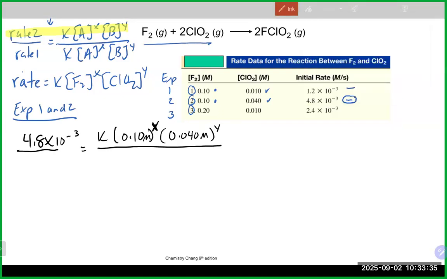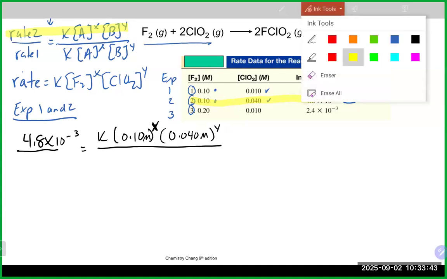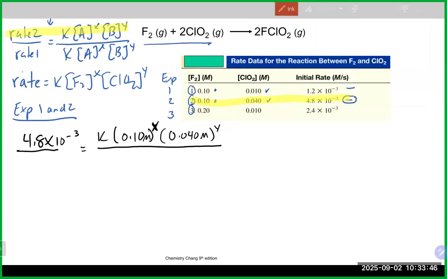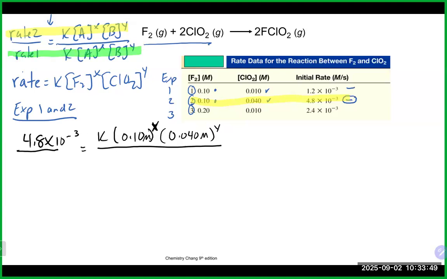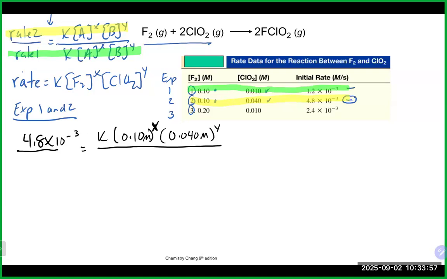Now what I'm going to do is take everything from experiment 1 and put it down on the bottom. I'm just going to take all that information and pop it down there. If I do that, I get 1.2 times 10 to the minus 3 equals K, 0.1 molar to the X, and 0.01 molar to the Y. All right. First off, any questions on that?